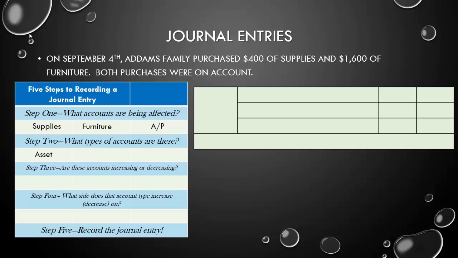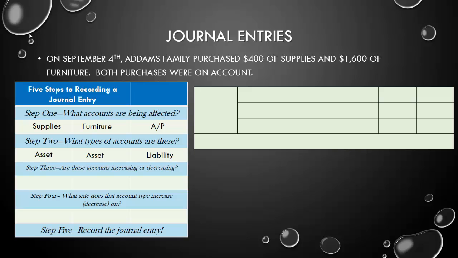What type of accounts are these? Well, supplies is an asset, something we're going to use to make a profit in the future. As is furniture. Our customers have to have a place to sit. And accounts payable is money that we owe to other parties for things that we purchased in the normal course of business, which we just did. And since we owe to somebody else, that's a liability to our company.